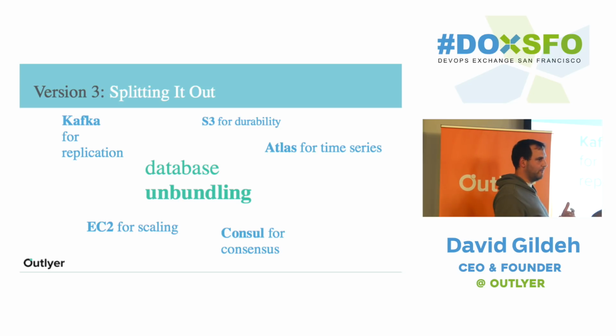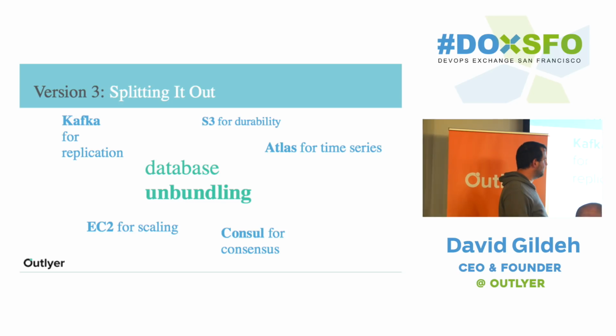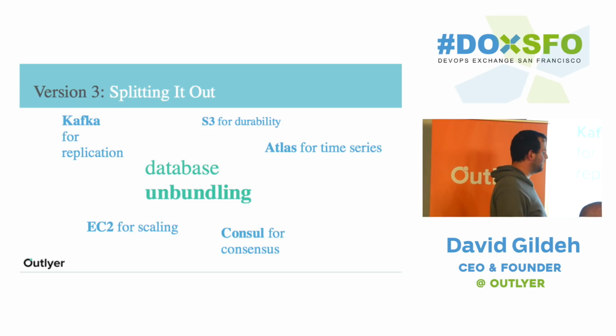We care about scale and performance and ease of scaling each of the different components. Roll-ups, you may want to scale independently from writes and reads and all that kind of stuff. So the first major decision we made was we're going to unbundle the database.